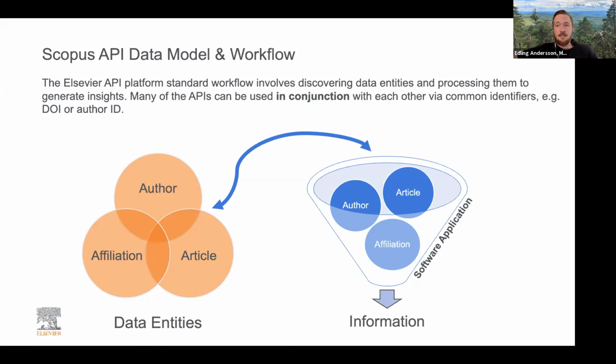Scopus APIs follow a consistent data model that allows for interoperability. Many API responses include request links to other APIs and support interoperability via common digital identifiers, such as DOI, author ID, affiliation ID, etc. And these unique digital identifiers are really what helps with disambiguation.